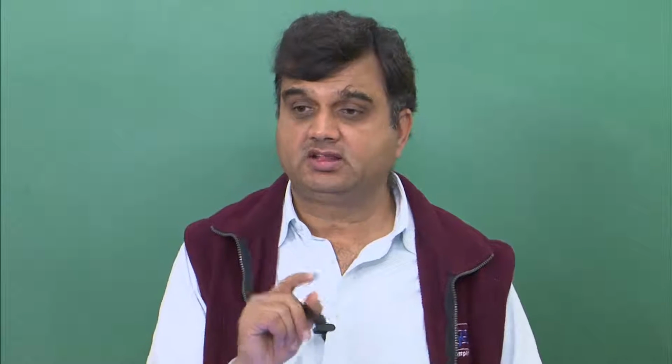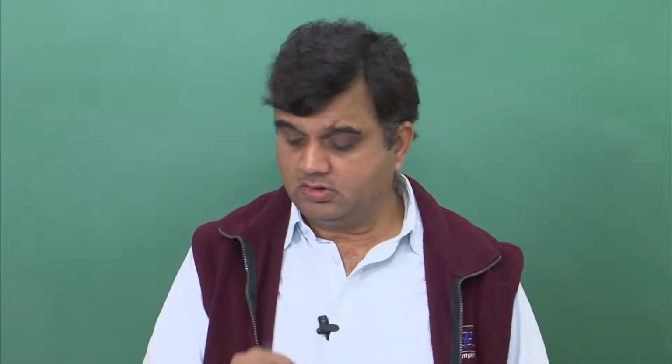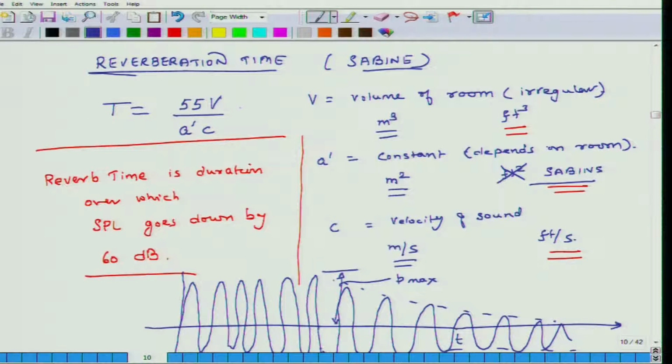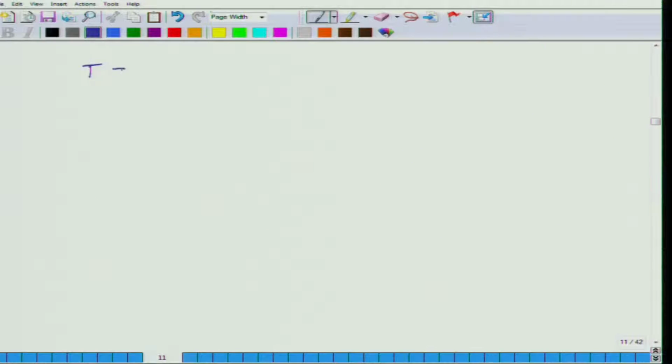But I can also calculate the reverb time of a room using some other methods. So I calculate the reverb time of the room using this formula, 55V over A prime C, and we will discuss this further. So we had written that reverb time of a room is 55V over A prime C, and then you will say what is A prime. A prime is equal to minus S natural log of 1 minus alpha bar. Okay, actually it's alpha bar.